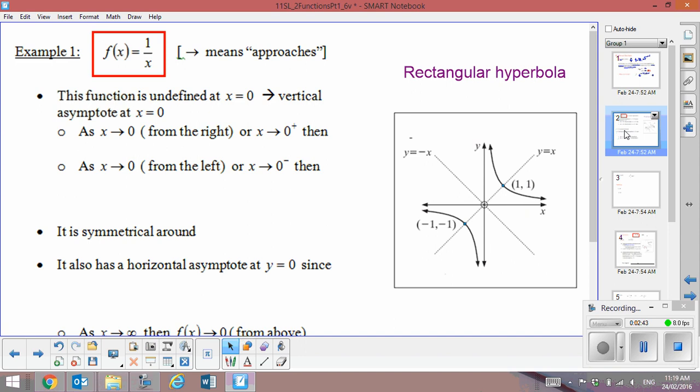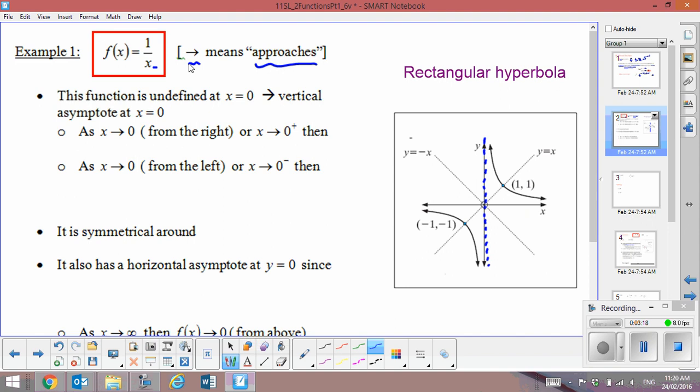In this example, we're going to look a bit closer at this, though you would have looked at these in domain and range. f of x equals 1 on x. We want to see what happens to the function as x approaches certain values. The notation we're going to use is that arrow, meaning approaches. This function is undefined at x equals 0. We know that because our denominator cannot be 0. That gives us, from our graph, our vertical asymptote here.